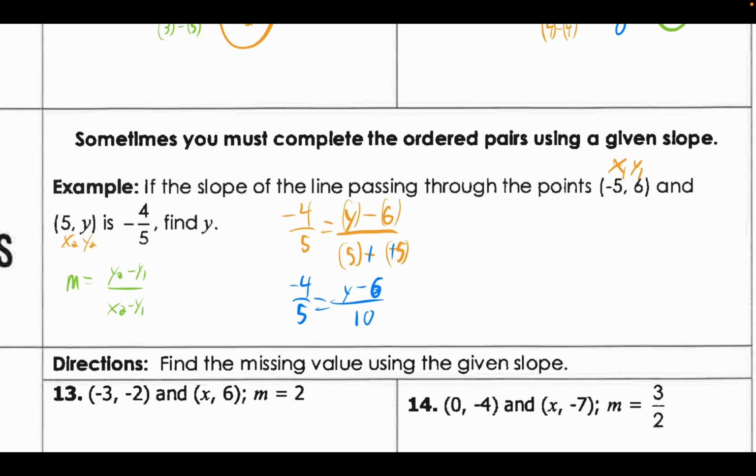Now we have a fraction equal to a fraction. We learned that when we have a fraction equal to a fraction back in Unit 2, that we cross multiply. So I would do negative 4 times 10, for example, diagonally, and I get negative 40. And on the other diagonal, I do 5 times this entire numerator, y minus 6. So I do 5 times y and 5 times negative 6, giving me 5y minus 30. Now, if your negative 40 is on the left or the right, that's fine, as long as your 5y minus 30 is on the opposite side from it.